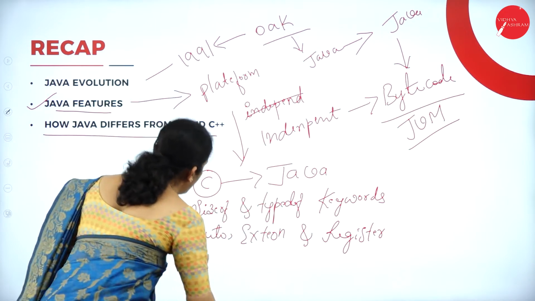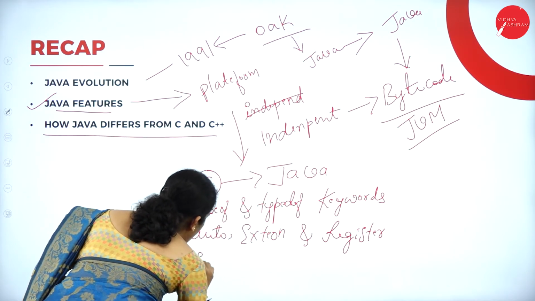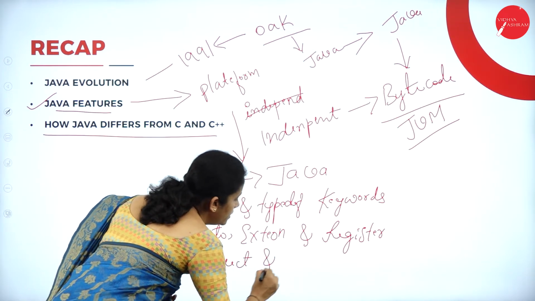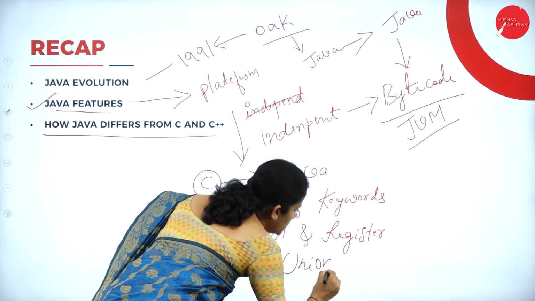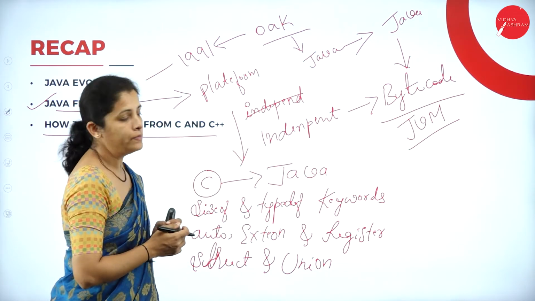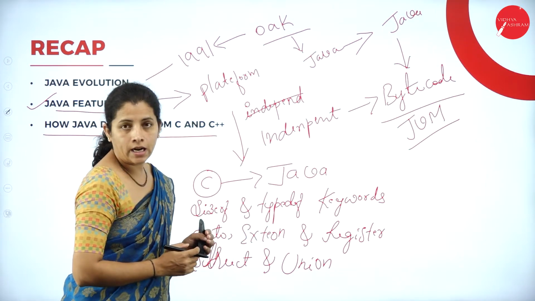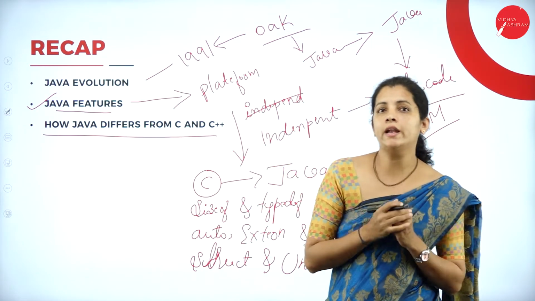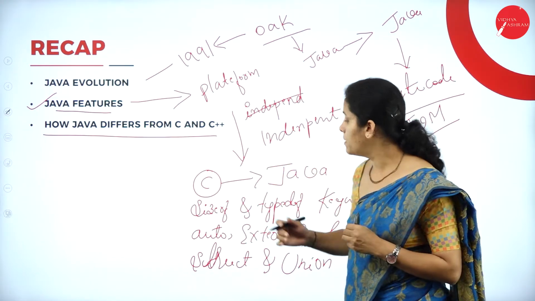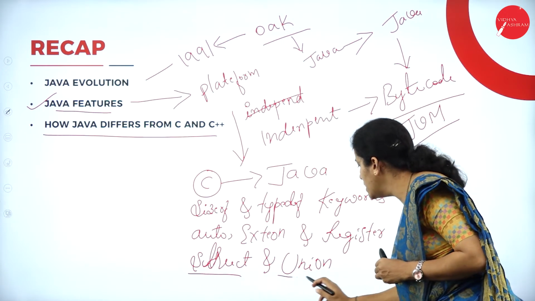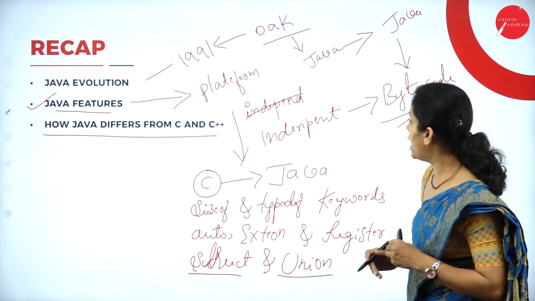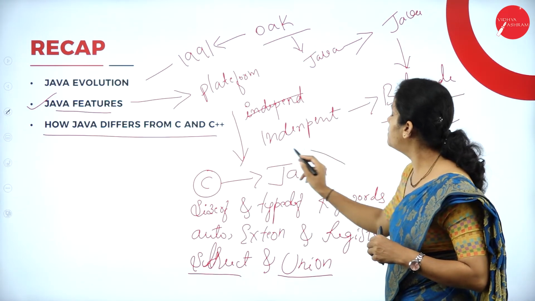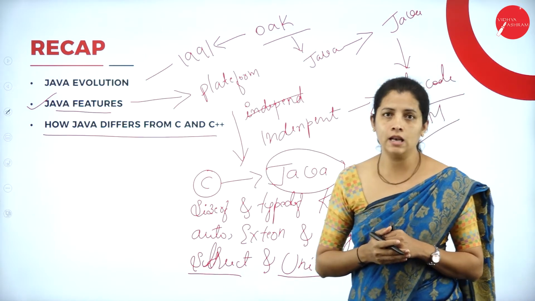At the same time, we learned C supports struct and union. So what is struct and what is union? These two are data types. That means a C program allows the user to create their own data types by using the struct and union keywords. And these two keywords are not supported by the Java programming language.